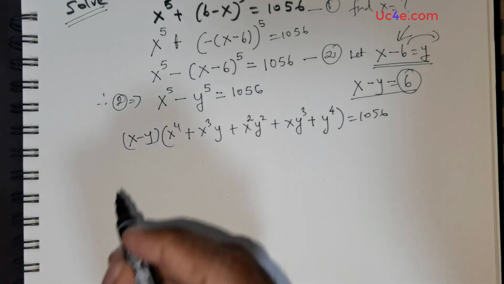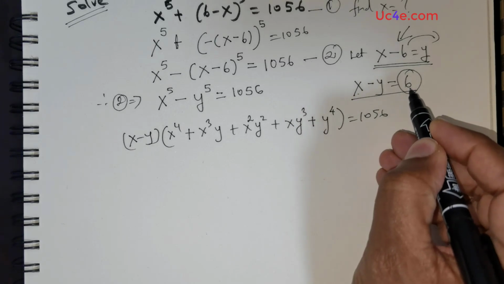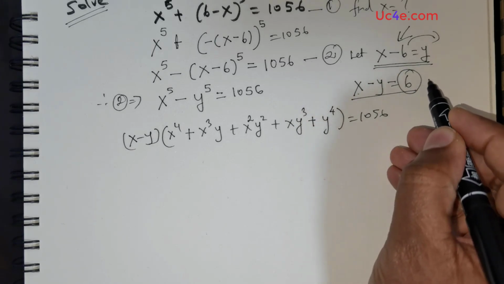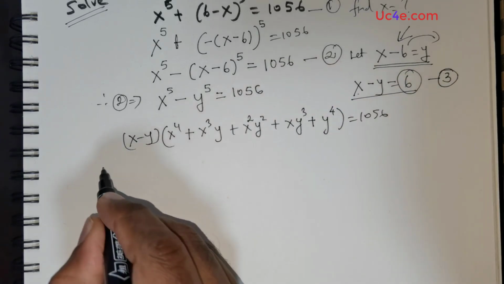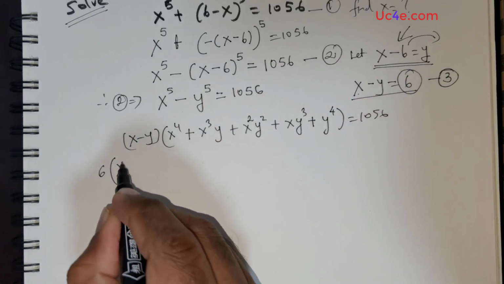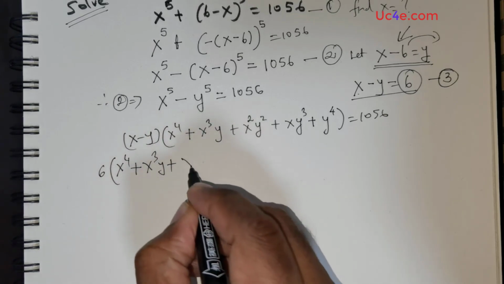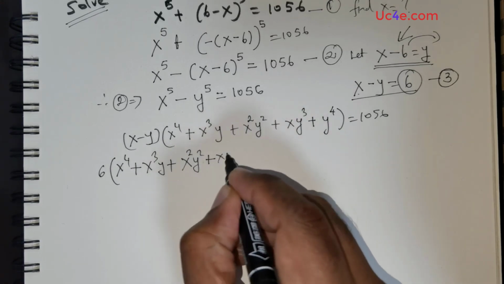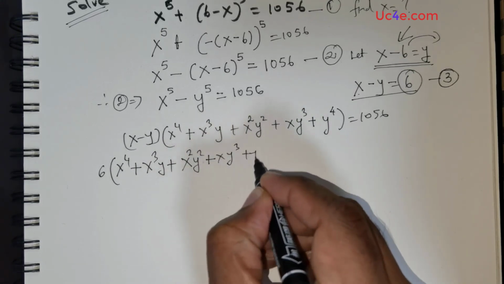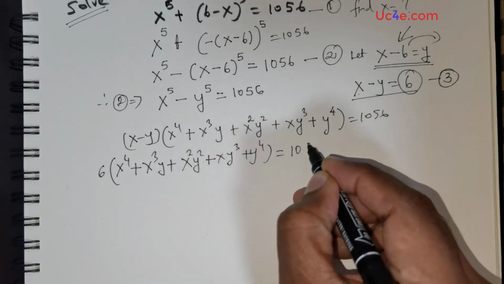Now having got this, I would now use this x minus y is equal to 6. So let me just take this as equation 3. So this is going to be 6 times of x raised to the power of 4 plus x raised to the power of 3 times y plus x raised to the power of 2 y raised to the power of 2 followed by xy cubed plus y raised to the power of 4 is equal to 1056.